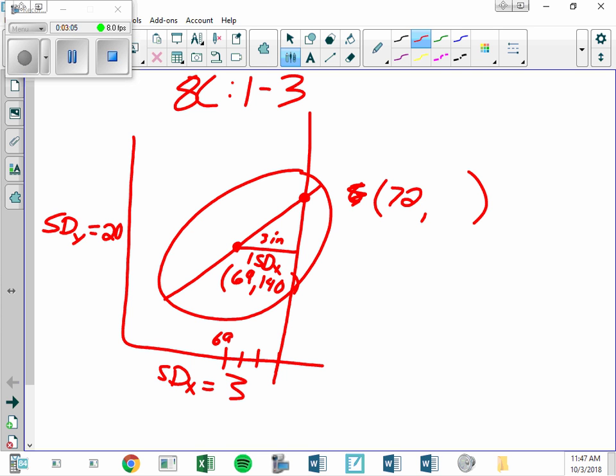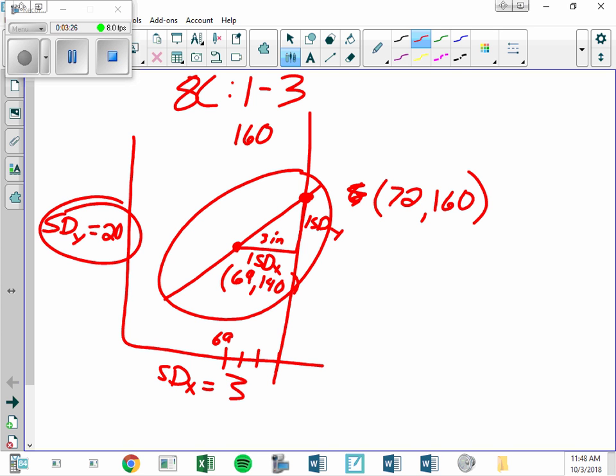So that person must also be 1 SDY heavier than average. So this is 1 SDY, which is 20. So we'd go up to 20, and it would be 160. Now that one was a little easy. Let's make it harder. So anyway, this was 160.